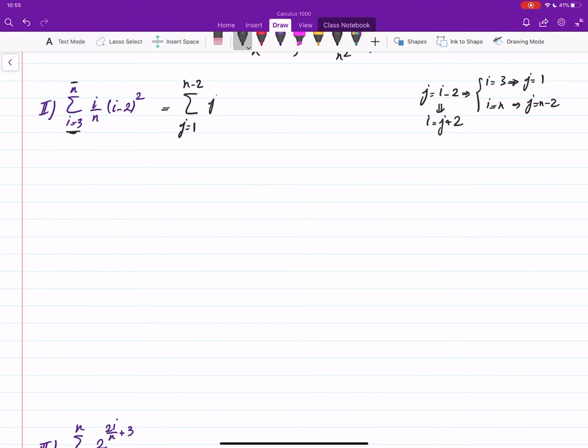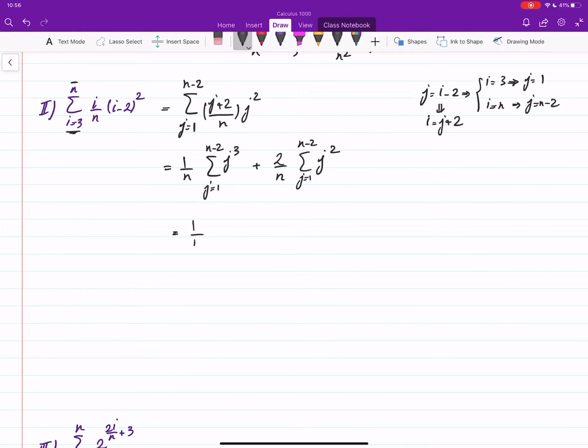So this will be (j plus 2) over n times (i minus 2 itself is just j), so it will be j squared here. Now, I can put 1 over n out, and this will be j cubed, j going from 1 to n minus 2, plus this will be 1 over n times 2 j squared. Let me put 2 also out. And this will be j from 1 to n minus 2 of j squared.